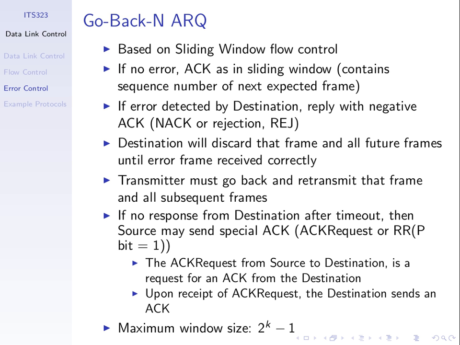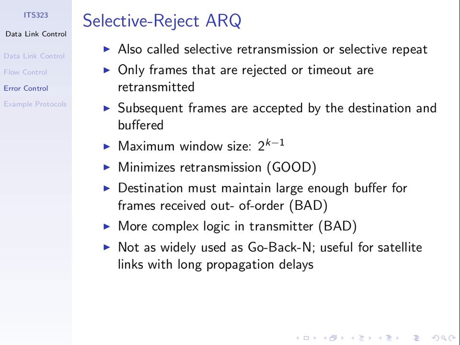In your lecture notes, on the selective reject ARQ, the k minus 1 is the exponent. Fix that. In your lecture notes, it's 2 brackets k minus 1. That's wrong. It's 2 to the power of k minus 1, on slide page 30.